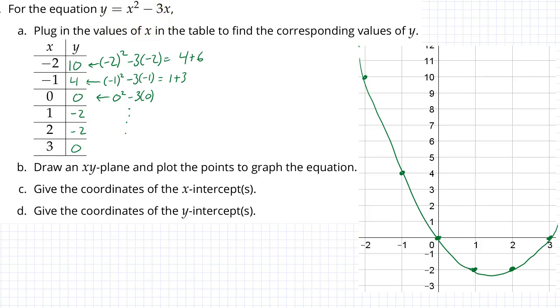If we're going to give the coordinates of the x-intercepts, that's where it crosses the x-axis, right there and right there for part C. So the coordinates of those points are 0, 0, and the other one is 3, 0. So this one has 2 different x-intercepts. For the y-intercepts, there's actually only one y-intercept here. The only point on the y-axis is this one. That is both the y-intercept and one of the x-intercepts. So that's just 0, 0.